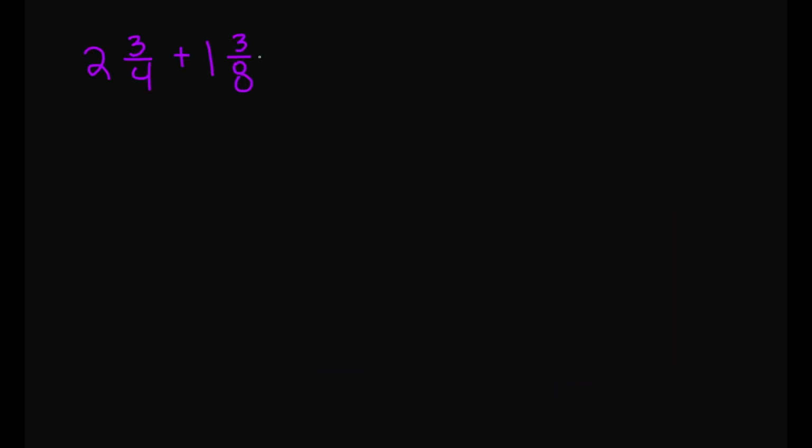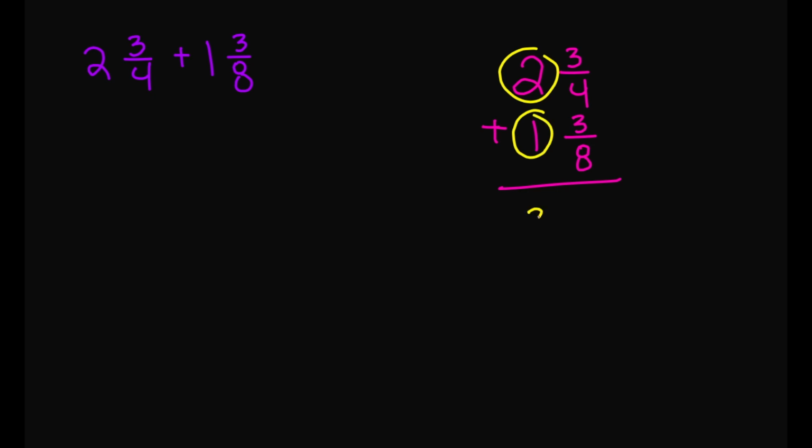Let's look at our next example here. I'm going to go ahead and rewrite my problem so that we can add. So first thing first, I'm going to go ahead and add my whole numbers. So I have a 2 here plus my 1. This is going to equal 3. And now we're going to add our fractions. We have 3 over 4 plus 3 over 8.